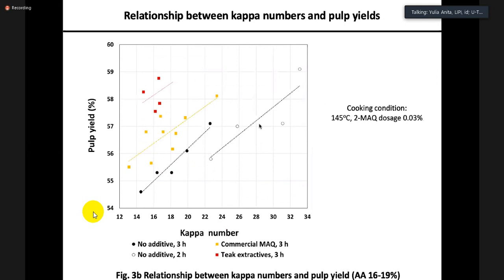The relationship between kappa number and pulp yield indicated the 2-MAQ addition could promote the delignification process during kraft cooking while maintaining the pulp yield. The result showed the application of 2-MAQ can increase the pulp yield by 0.3 to 1.7% compared to kraft cooking without additive at the same kappa number. Also, the thickwood extract, when used as a pulping catalyst, gave a significantly higher pulp yield than commercial 2-MAQ at the same active alkali dosage.